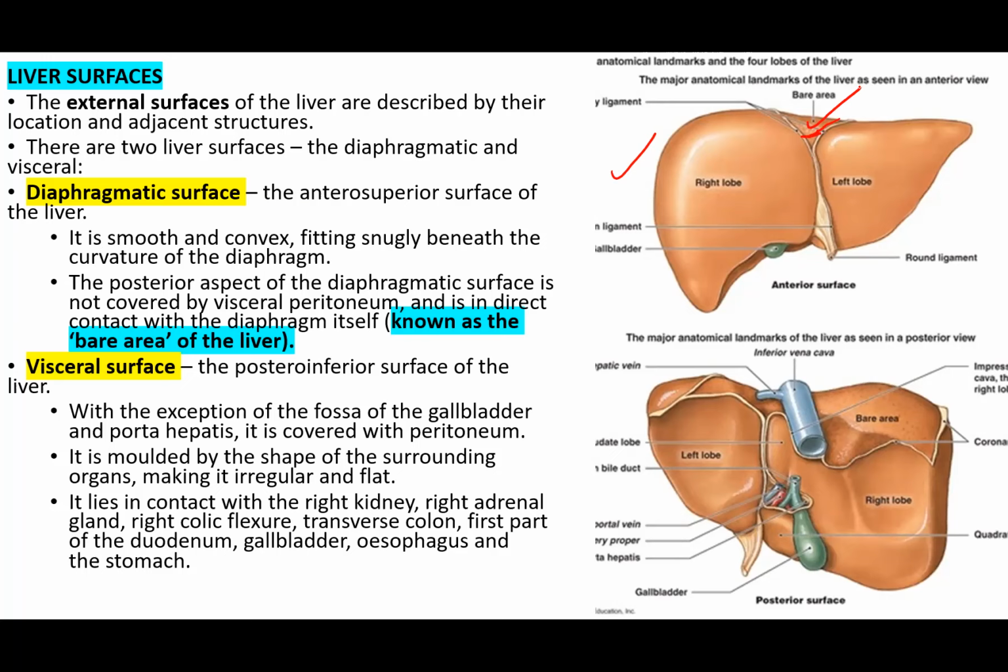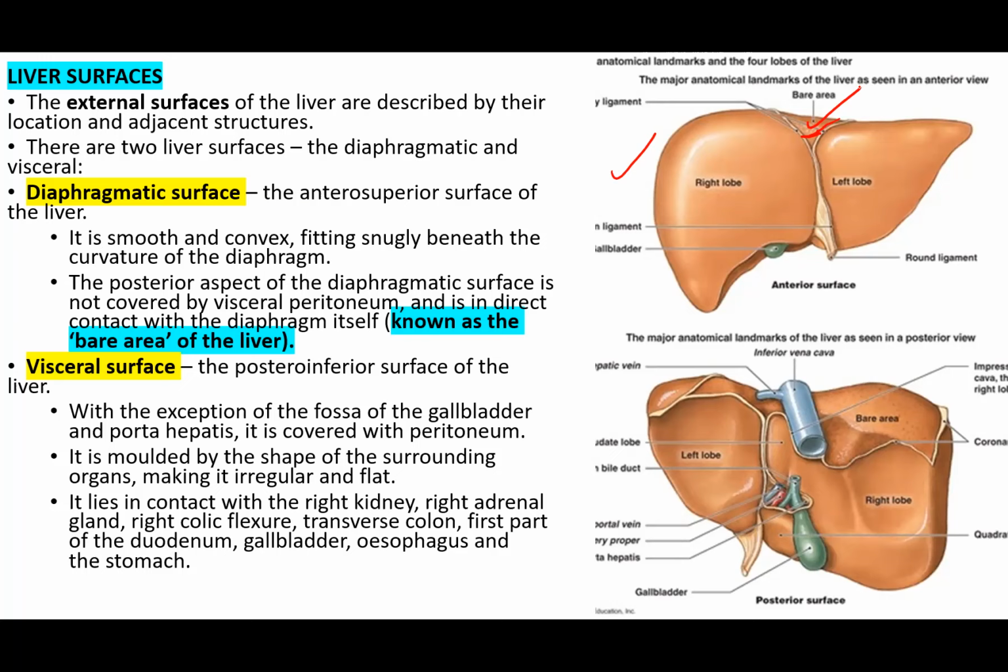The visceral surface, the posterior inferior surface of the liver, with the exception of the fossa of the gallbladder and porta hepatis, is covered with peritoneum. It is molded by the shape of the surrounding organs, making it irregular and flat. Now you can see this is irregular because of certain impressions on that surface.